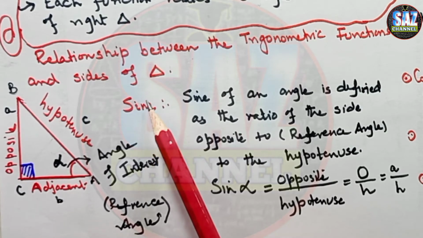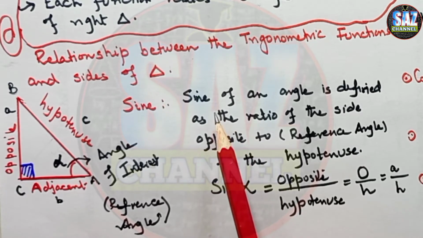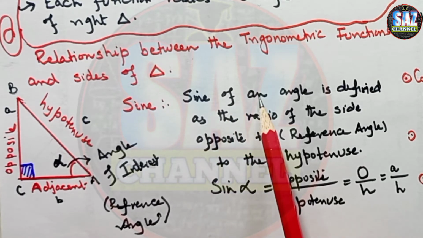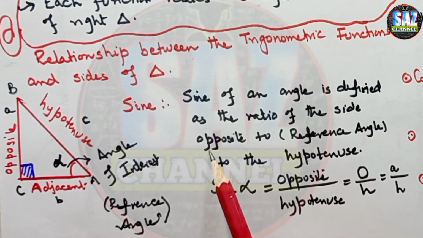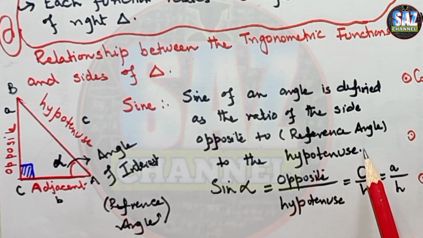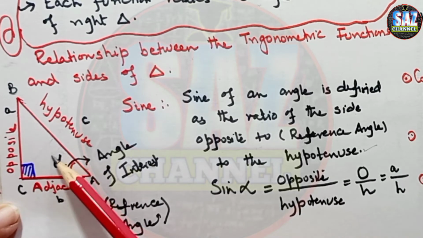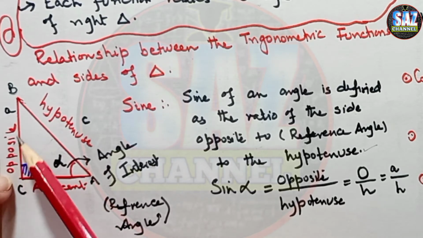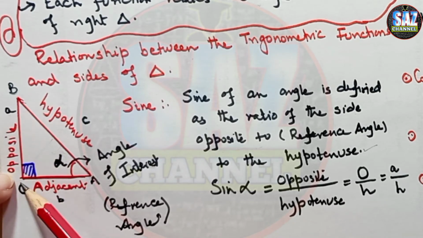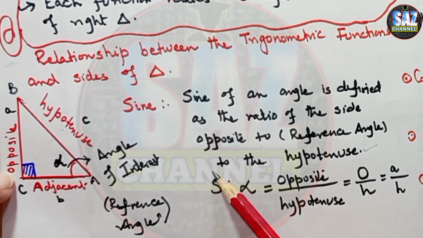The first trigonometric function or ratio is the sine. Sine of an angle is defined as the ratio of the side opposite to the reference angle to the hypotenuse. If my reference angle is at this place, then sine will involve the opposite side, which is CB, upon the hypotenuse, and this will be the trigonometric function sine.